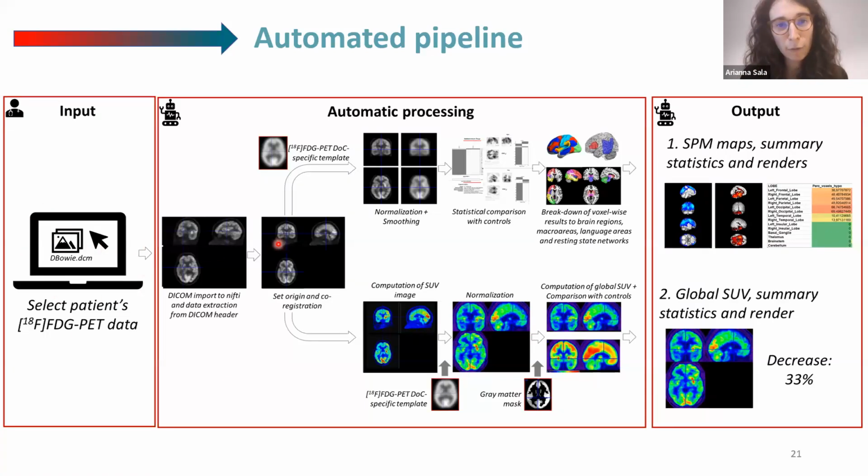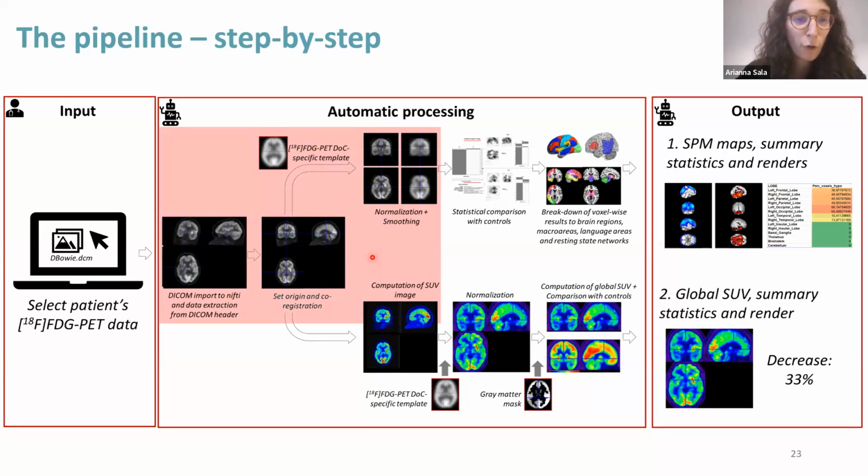Then the analysis is done following 2 different paths. In one case, we want to get our SPM maps of relative hypometabolism and relatively preserved brain regions. In the second case, we want to get an estimate of the global SUV, so have an estimate of the global decrease in our patient, as compared to the controls. So it's a pipeline, once again, for individual assessment, for individual diagnosis, for use in clinical settings. More in detail, just to give you an overview of all the steps that are involved here.